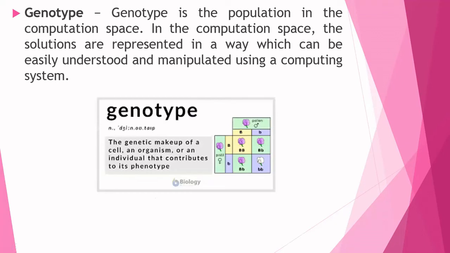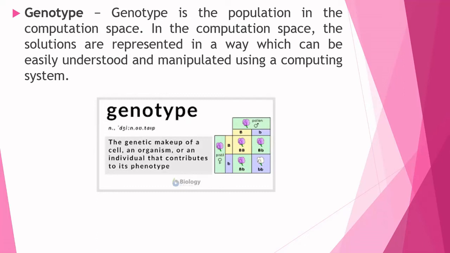Genotype is a term for a population in the computation space. In the computational space, the solutions are represented in a way which can be easily understood and manipulated using the computer system. So we need to come to the computations for the algorithms. In the computation space, all solutions are represented so everybody can understand and manipulate them. That is how it is possible for us to represent the genotype.